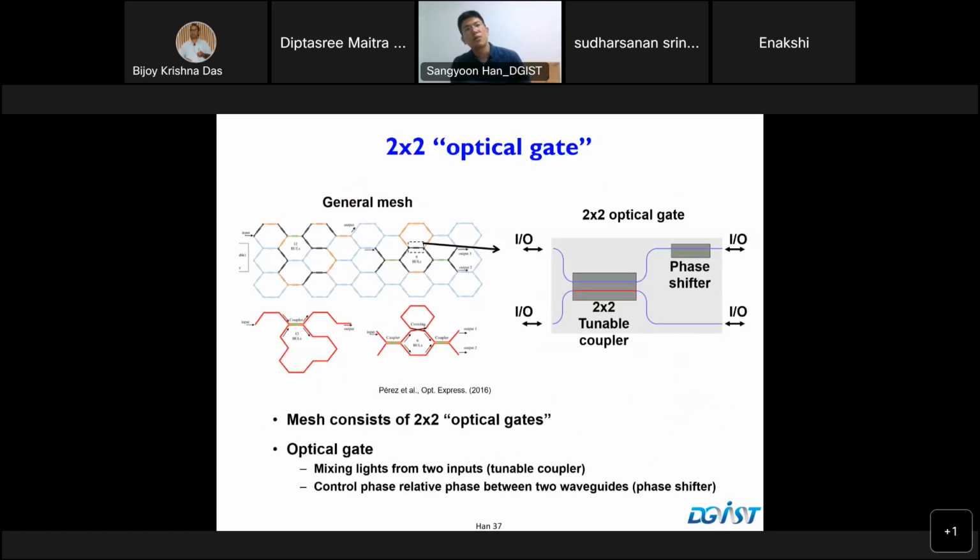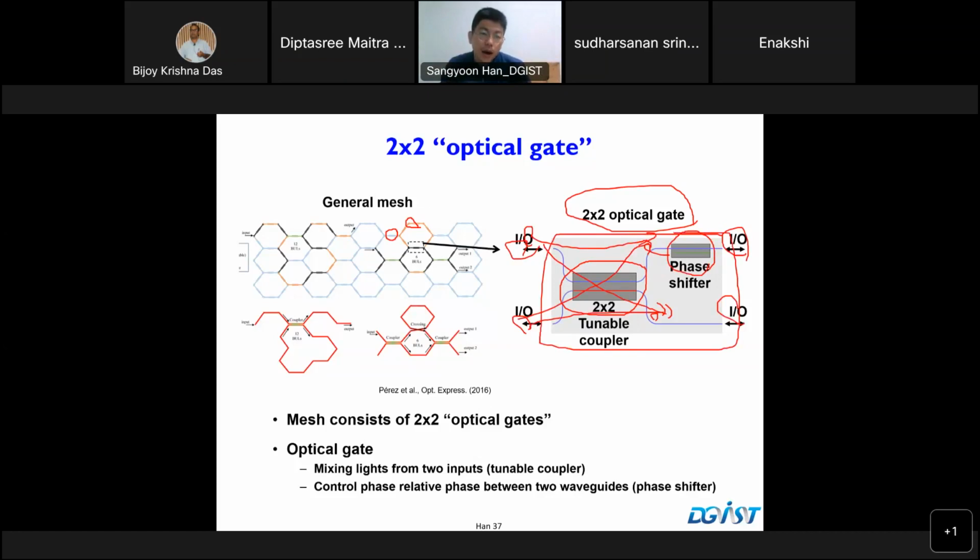Let's come back to the waveguide mesh. In the waveguide mesh, I mentioned that at each edge there is an optical switch and phase shifter. In more rigorous terms, we call it an optical gate. What the optical gate looks like is, as I mentioned, a 2x2 tunable coupler, which is like an analog switch. You can mix the light from 2 inputs to 2 outputs, and control the amount of light from each input to each output. So this is really an analog switch. In addition, you have one phase shifter to control the relative phase between the two outputs. This makes up one optical gate, and this sits at each edge of the waveguide mesh.